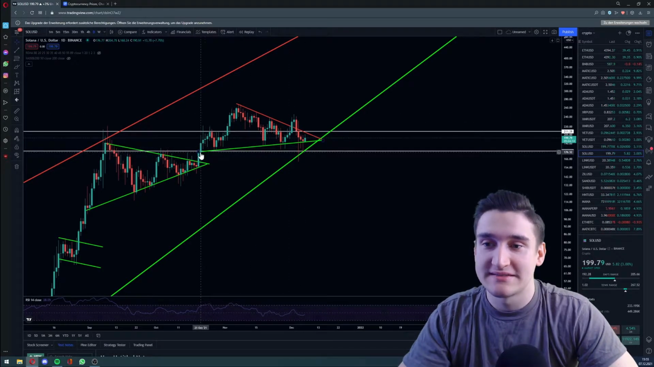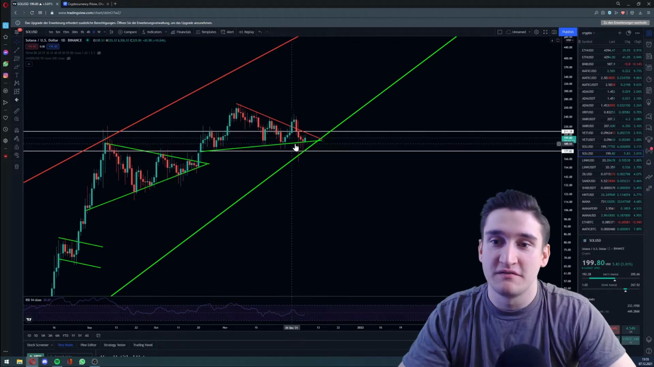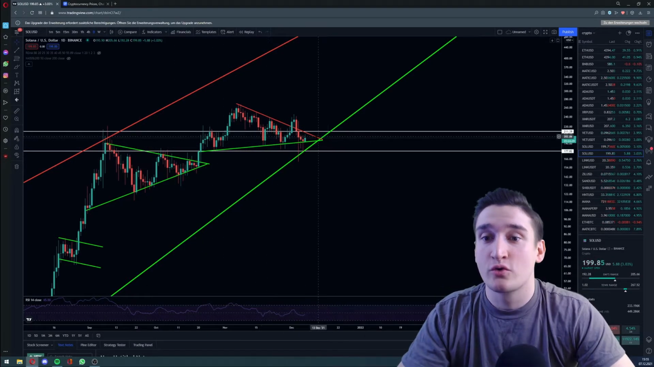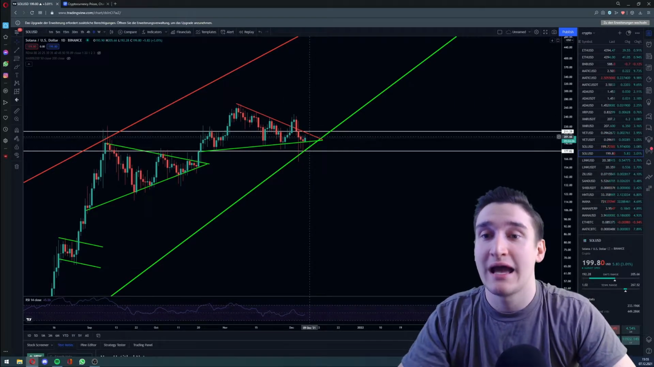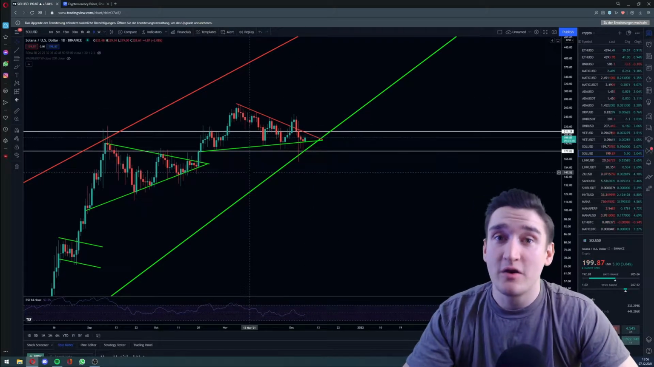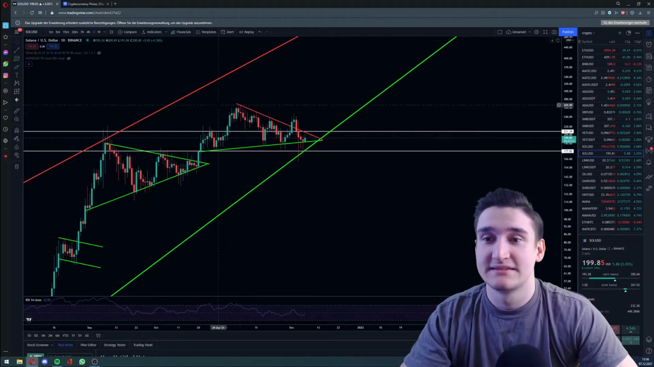So for me, I must say I'm very confident that the lower trend line could hold for that symmetrical triangle to break out to the upside. So in my opinion, we must still take the symmetrical triangle pretty seriously.